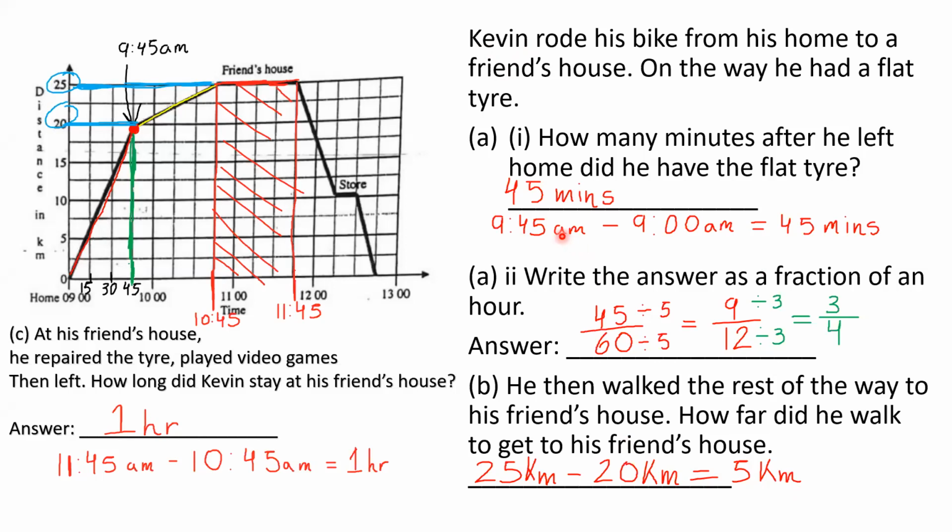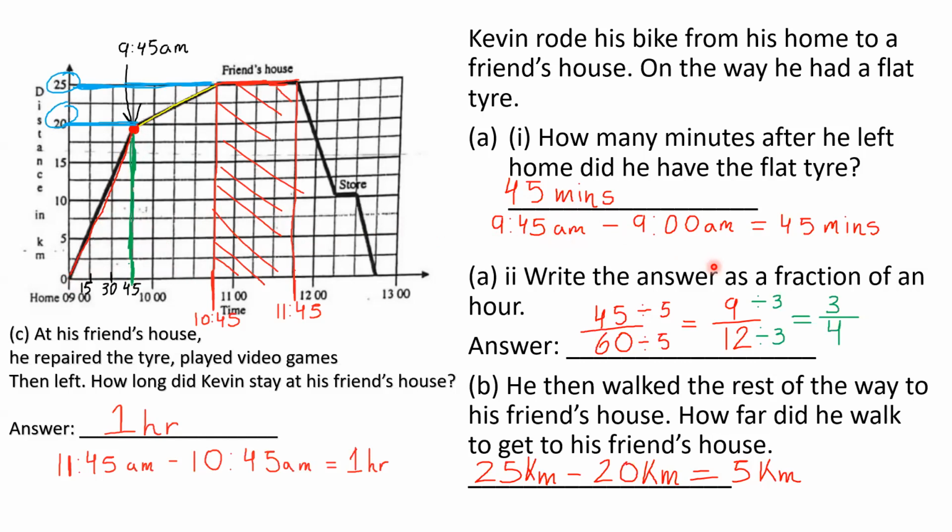So we start to look on the chart, on the graph. Look at the point where he was riding his bike. He had a flat tire at 9:45, right? And we subtract that by 9 a.m., which then gives us 45 minutes. Good.